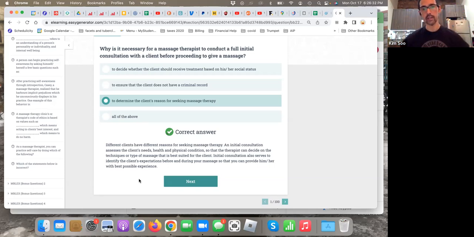Right. Okay. So different clients have different reasons for seeking massage therapy, and a consult assesses the client's needs. Also, just want to point out that the first two answers should be irrelevant to the functioning of the massage therapist with the client therapeutically.